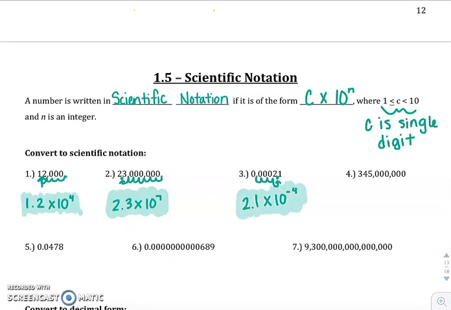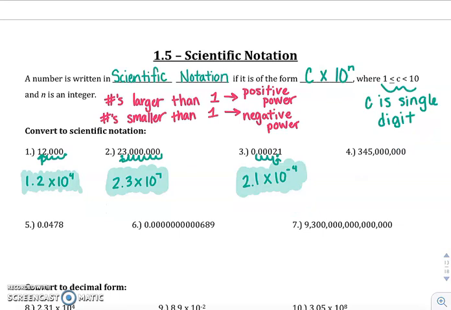When you move your decimal value to the right, you get a negative exponent. When you move it to the left, it's going to be positive. So anything that starts out as a larger number gets a positive exponent. Anything that starts out as a small number gets a negative exponent. So for 1 and 2, 12,000 and 23 million were both larger than 1, so their exponents, 10 to the 4th and 10 to the 7th, were both positive. But for number 3, that number was smaller than 1. It was 0.00021. It was 21 hundred-thousandths. So when you move that decimal, it became a negative power. So numbers larger than 1 should have 10 to some positive number.